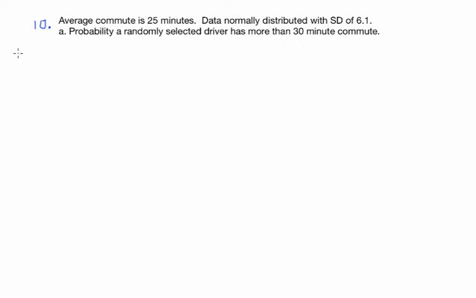Average commute is 25 minutes. My mean is 25. Data is normally distributed with a standard deviation of 6.1. You notice all my problems say this. Data is normally distributed. That's more important than you think. Because if your data is not in the shape of a bell curve, you can't use this stuff. My bell curves always get weird. They're supposed to be symmetric.